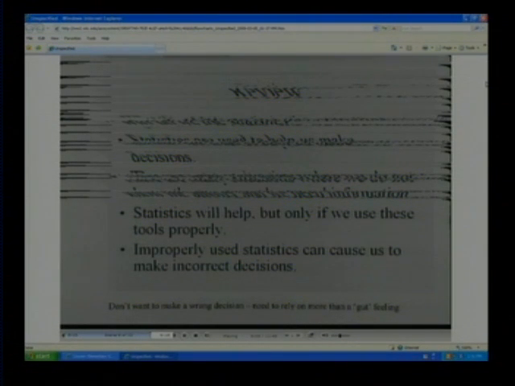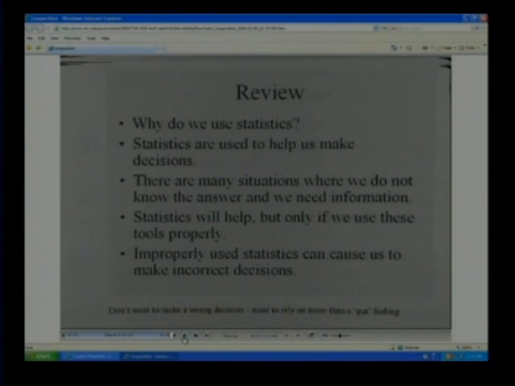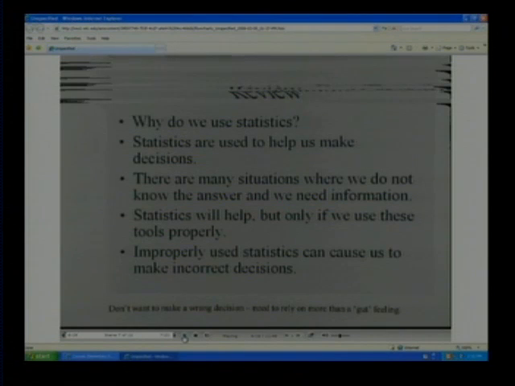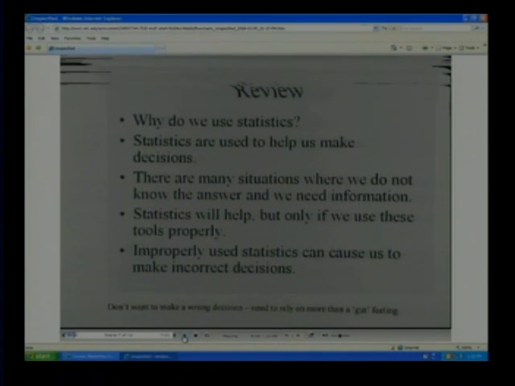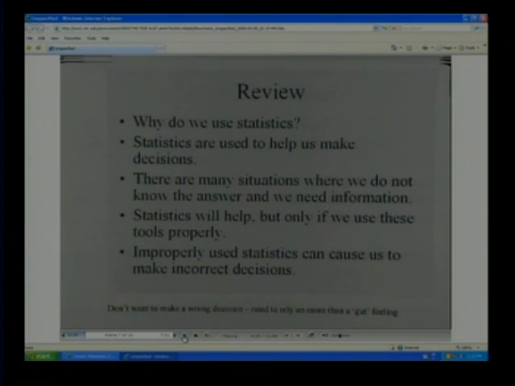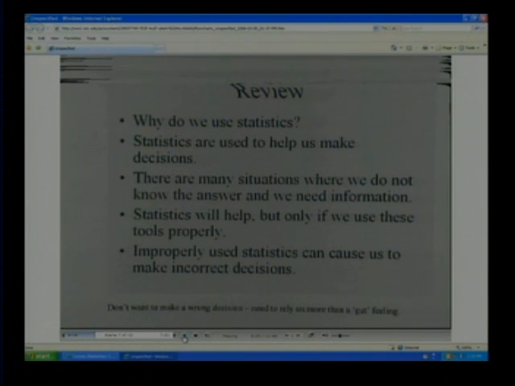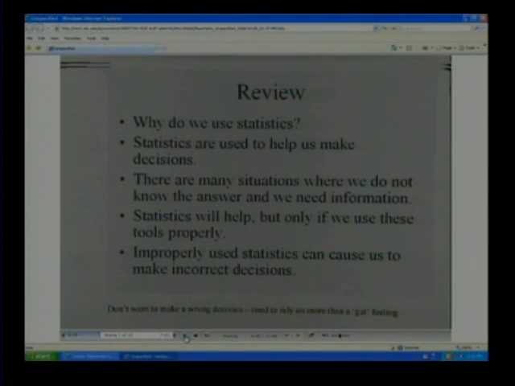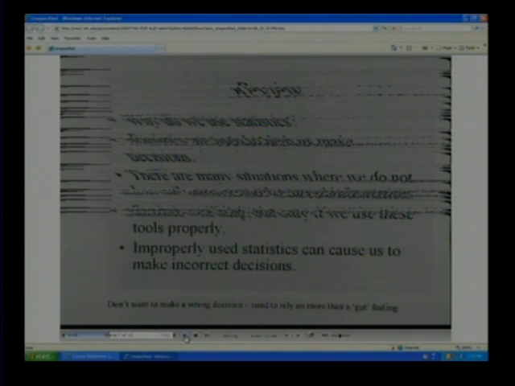We want to try to avoid those situations, and if we can go through and have some statistics that help us to make these decisions, then it just helps us to justify those decisions and actually may save your job or something like that. So we use statistics to help, but statistics are going to help us only if we use these tools properly. If we improperly use statistics, that can cause us to make incorrect decisions and can cause some problems. We don't want to make a wrong decision, and we need to rely on more than just a gut feeling, and so that's one of the reasons why we do use statistics.